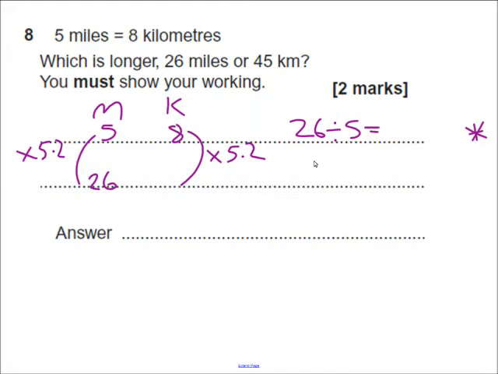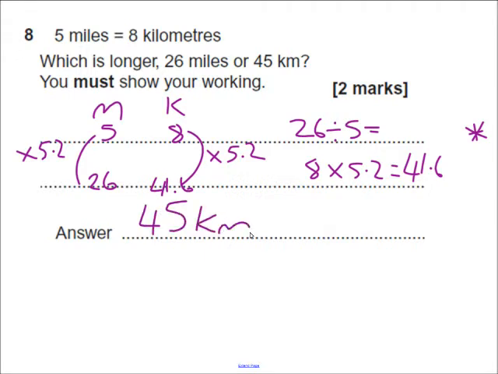So 8 times 5.2 gives us 41.6 kilometres, 41.6 on our ratio. So 26 miles is 41.6 kilometres, which is less than 45 kilometres. So 45 kilometres is longer.